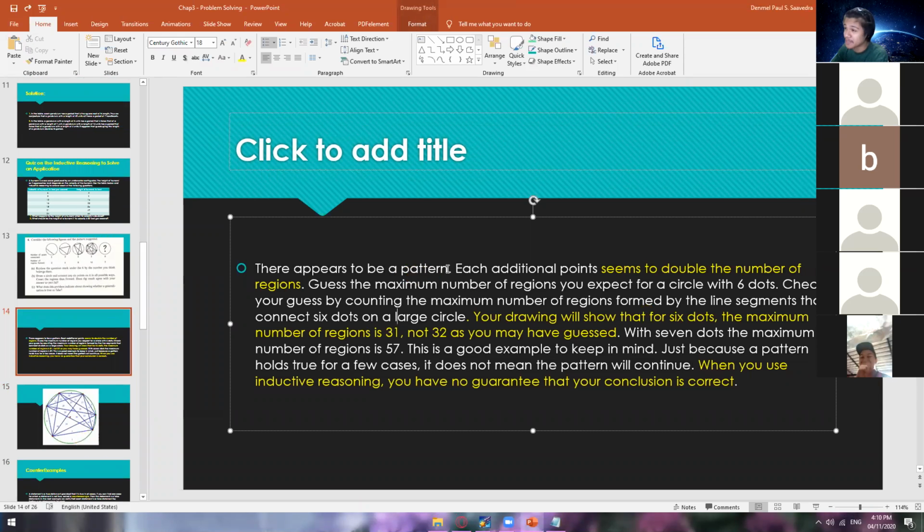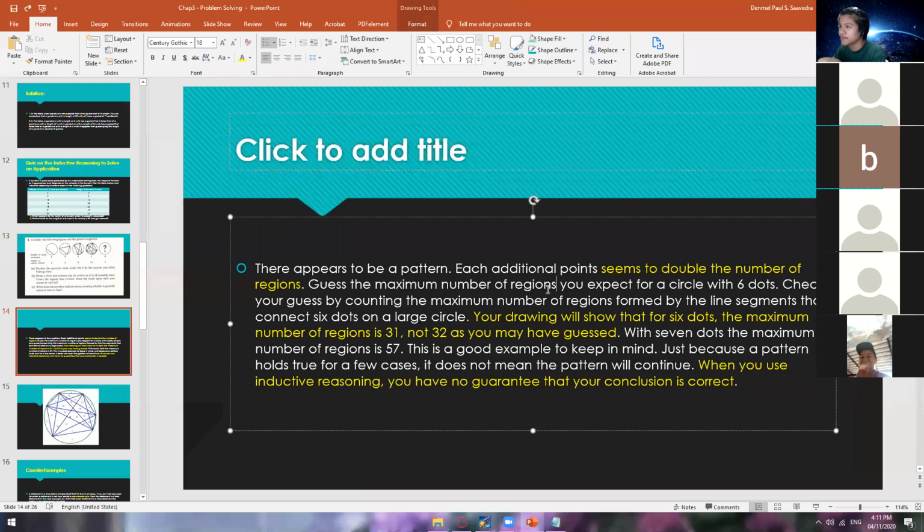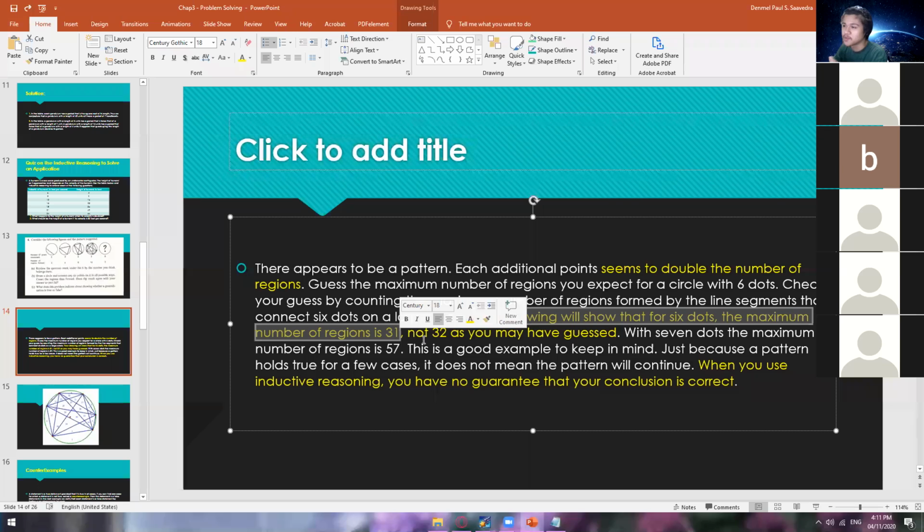So there appears to be a pattern. So yes, as our number of points increments by 1, our number of regions is being doubled all the time. Each additional point seems to double the number of regions. So guess the maximum number of regions you expect for a circle with 6 dots. Check your guess by counting the maximum number of regions formed by the line segments that connect 6 dots on a large circle. Your drawing will show that for 6 dots, the maximum number of regions is 31. Okay, so not 32 as you may have guessed.